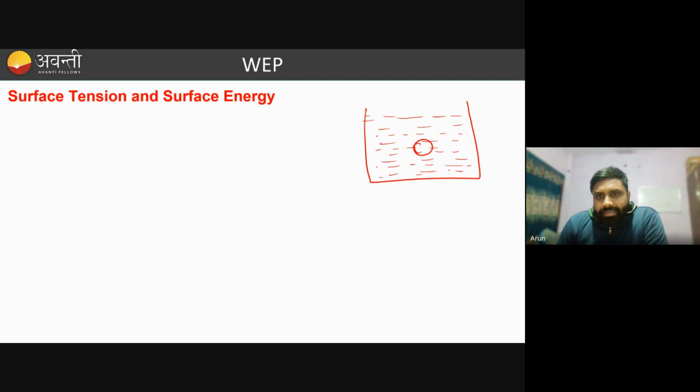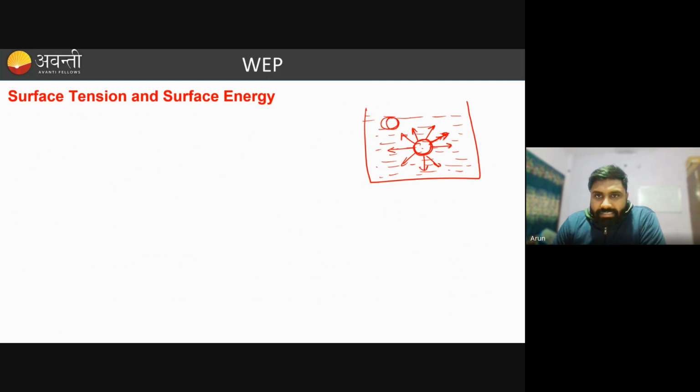If I consider two molecules, one present at the surface and one present inside. For the molecule present inside, all the molecules nearby apply intermolecular forces of attraction on it, so it will remain in a stable equilibrium, because the sum of all the forces on this particular atom or molecule is zero. So this will be in a stable equilibrium.